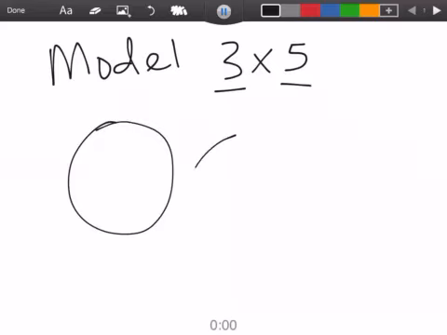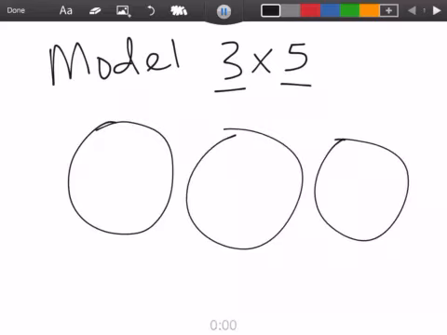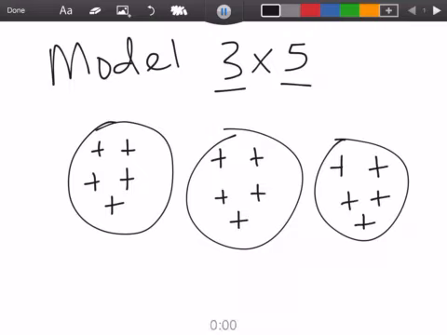So I'm going to make 3 big groups. Inside each group, I'm going to put 5 positives. 1, 2, 3, 4, 5. 1, 2, 3, 4, 5. 1, 2, 3, 4, 5. So how many plus signs do I have total? I have 15 total. 5, 10, 15.